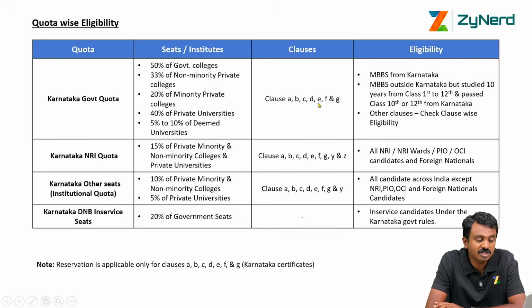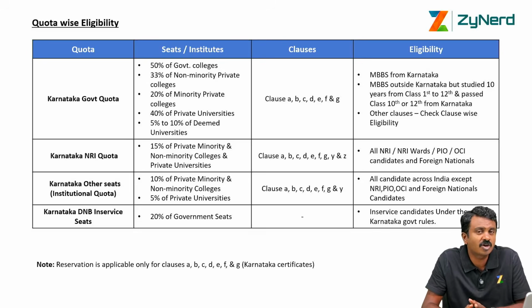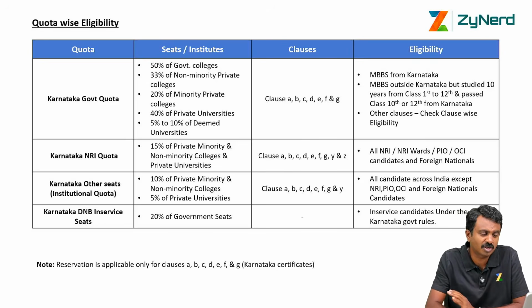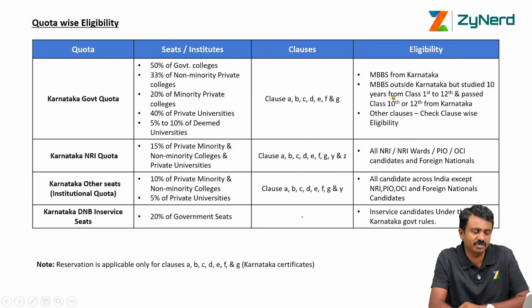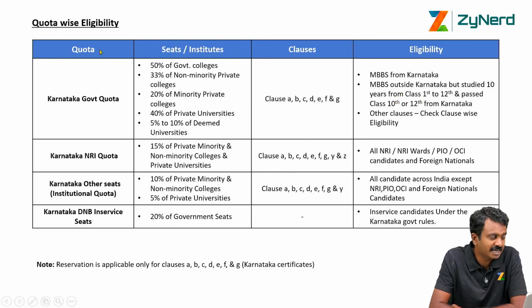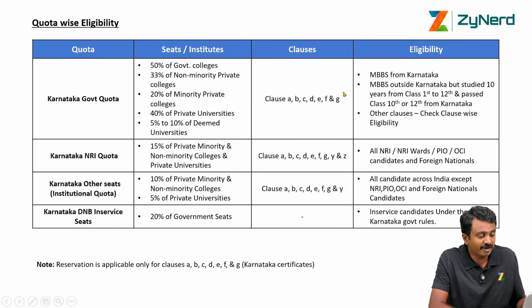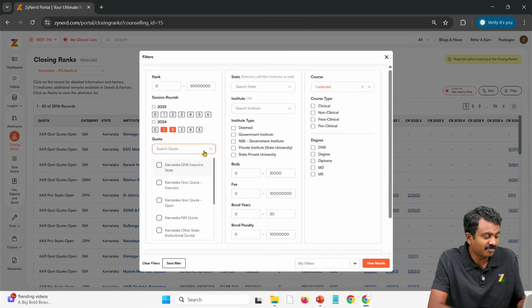There are other clauses too, which is D, E, F, G. There, it is based on your parents being employed in central government, outside, defense personnel and so on. So those clauses also exist. So don't miss out those clauses if you don't fall under ABC. ABC is multiple combinations of these two. Now, these candidates are eligible for Karnataka government quota. So if I belong to any one of these, I know that I am eligible for government quota. I will select government quota open.